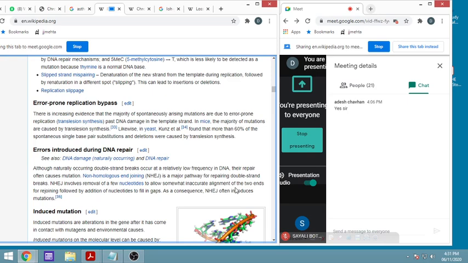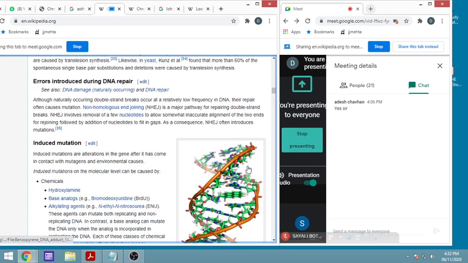Then other mutations are there, that are error prone replication bypasses. So here there is translesion synthesis which takes place in certain organisms. Then there are errors which are induced during DNA repair. I told you a very nice mechanism is there, but somehow it is not working properly, and this will cause erroneous DNA and a mutated one.